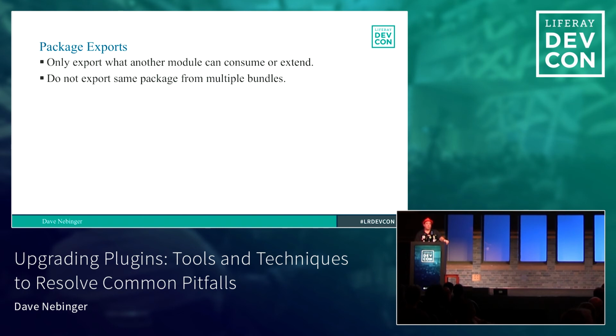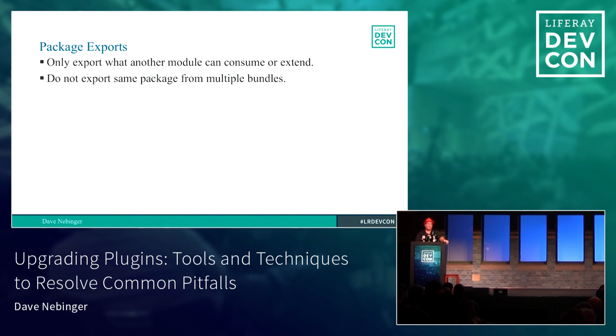For your package exports, follow the same kind of decision making you're going to do for your private, protected, and public methods and members in your classes. It's the same sort of concept. Do I export something? Well, only if someone's going to extend it or consume it. If not, then keep it as private.